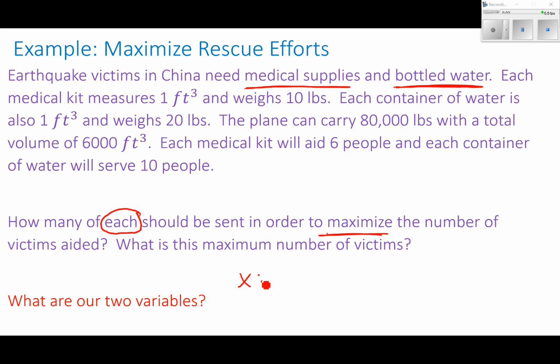So let's say X is the medical kits, and let's identify Y as the containers of water, bottled water. We'll just label it as water. So when it says how many of each, we're trying to figure out how many medical kits, how many kits of bottled water are we going to be able to get onto the plane when it carries 80,000 pounds in the volume. Okay, so that's the first step. Identify what your variables are. What are you working with?